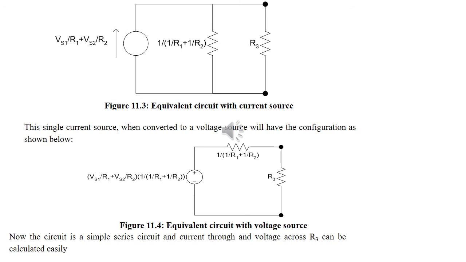By combining two current sources and parallel combination of R1 and R2, we have one current source, one equivalent resistance and R3 in 11.3 figure. Again, after the application of source transformation, the single current source is converted to a voltage source in figure 11.4. Now the circuit is a simple series circuit and the current through and the voltage across R3 can be calculated easily.